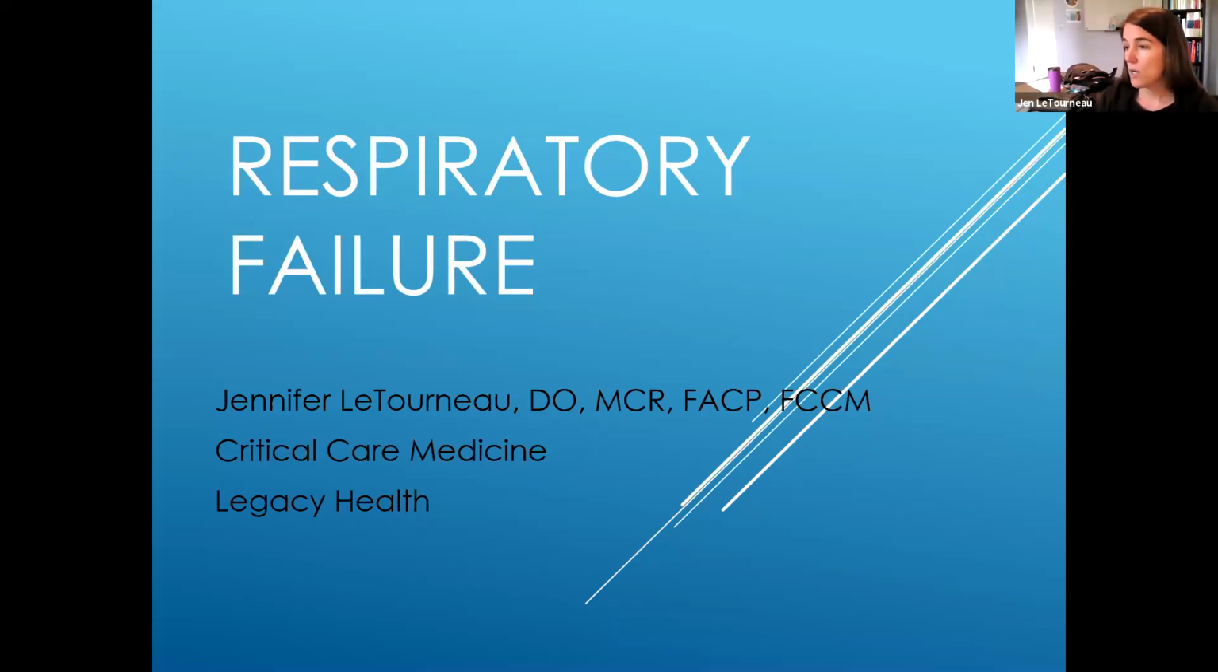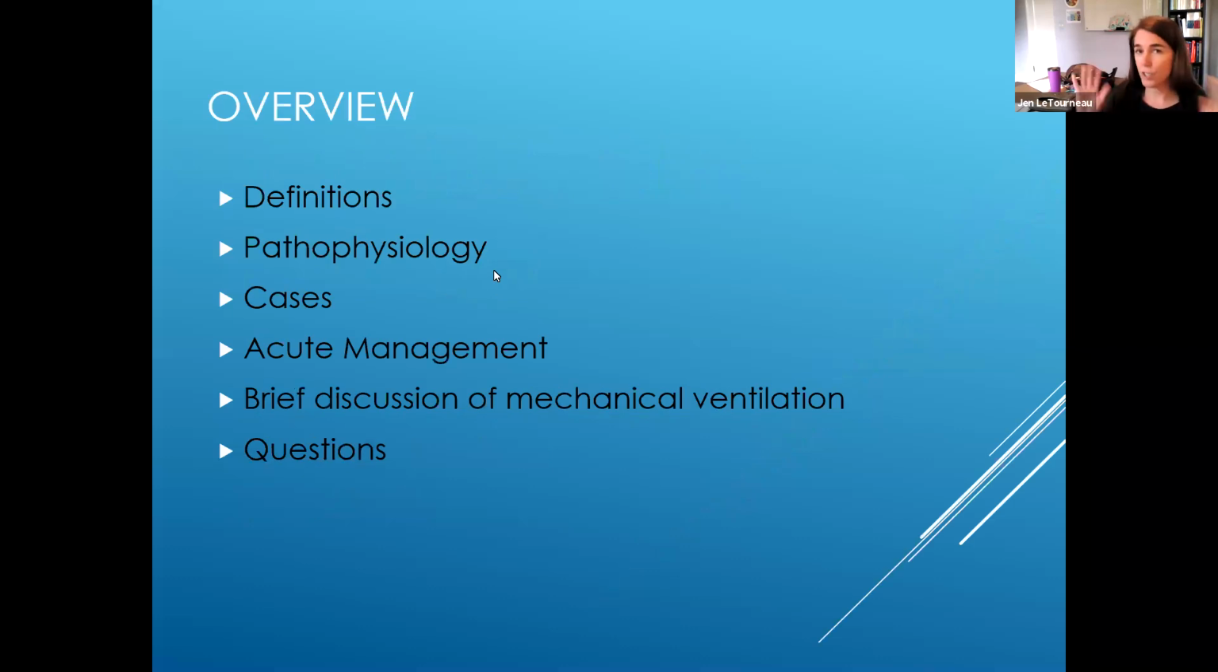The ICU. So we'll start out with kind of the general overview. We'll go through some definitions, a little bit of pathophysiology, talk about some cases, management, a very brief discussion of mechanical ventilation. This is not going to be the lecture you get on mechanical ventilation. That is a whole lecture in and of itself.